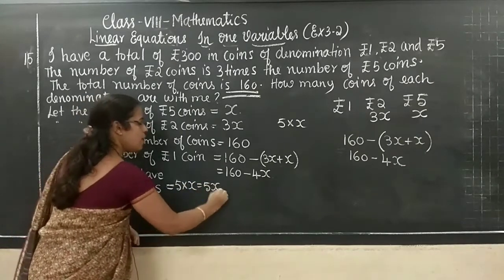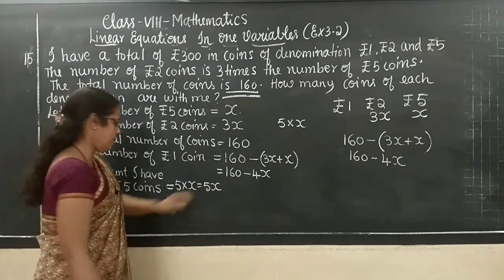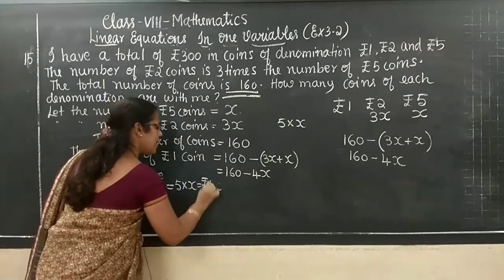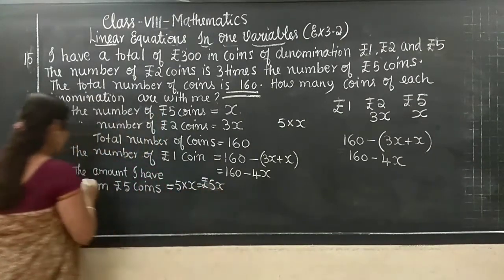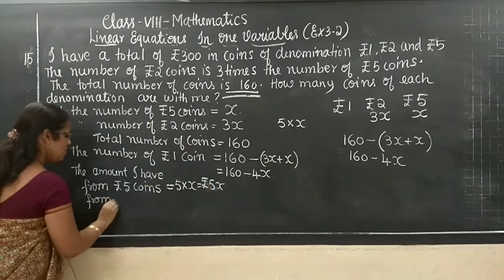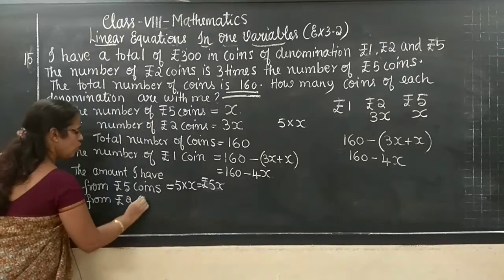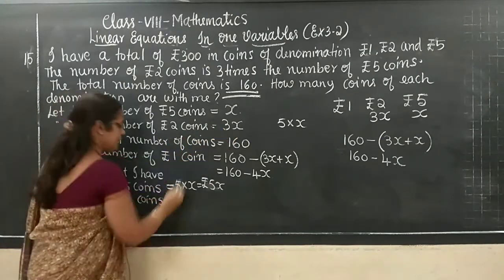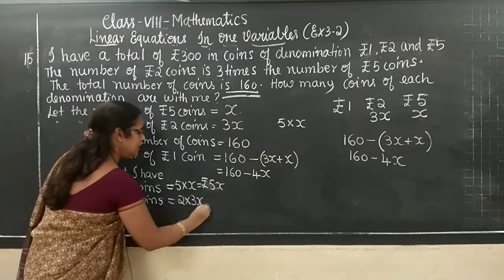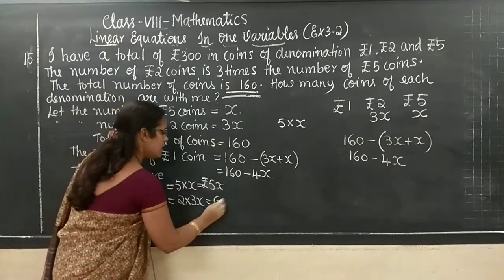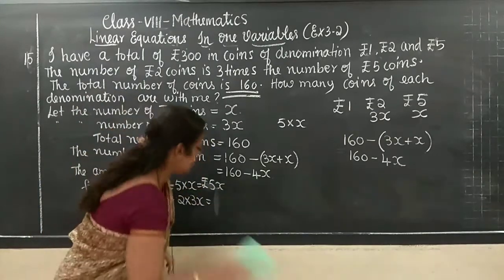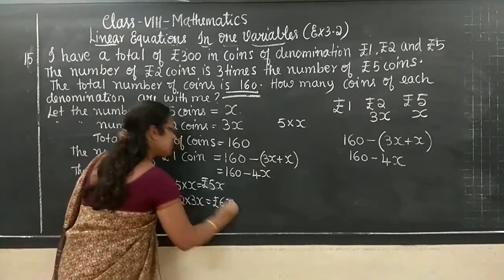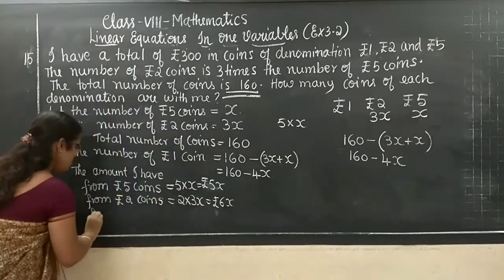5x. This is the amount of 5 rupee coins I am having. So this is the amount, rupees 5x. Then from 2 rupee coins, 2 into 3x. The 2 3s are 6, rupees 6x.